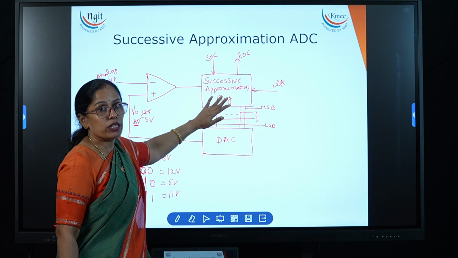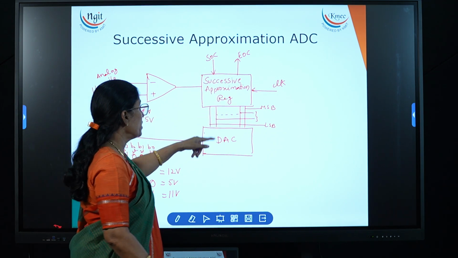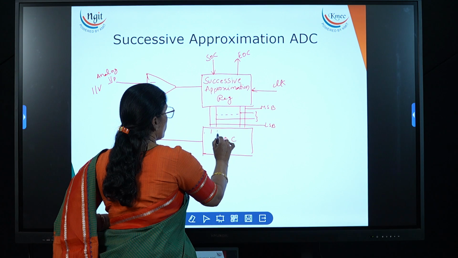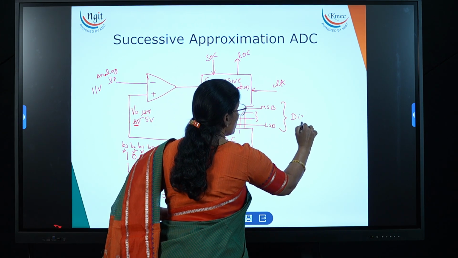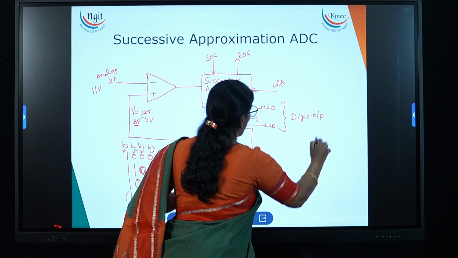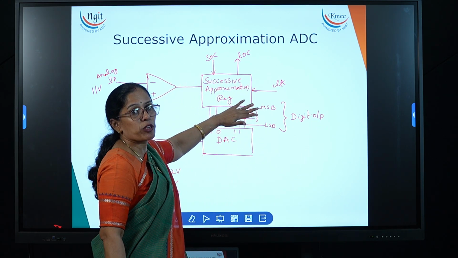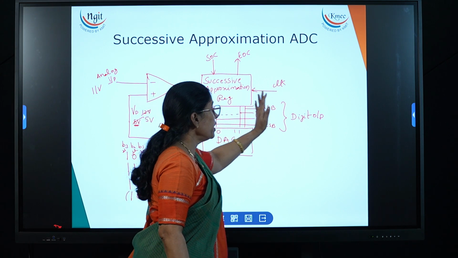the end of conversion bit will be raised and it will stop converting, and whatever the bits are set, here 1 0 1 1, will be displayed at the output. This is nothing but the digital output. Whatever the successive approximation register values are, that will be taken out.